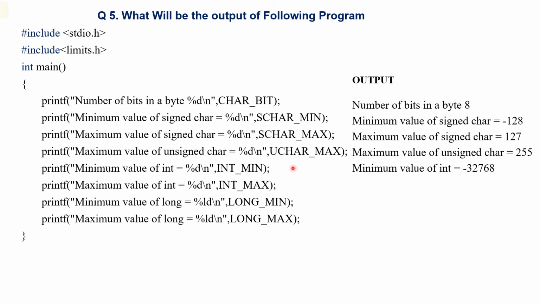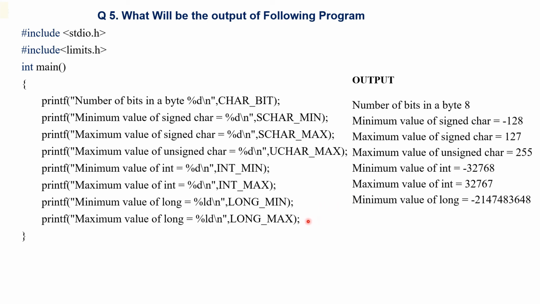-32768. Then consider the next printf function where the macro INT_MAX is used, which returns the maximum value of integer. So the output with this printf function will be like this: maximum value of int equals 32767. Similarly, consider the next two printf functions, where in the first printf the macro LONG_MIN is used, which returns the minimum value of long integer. So the output for this printf function will be like this.